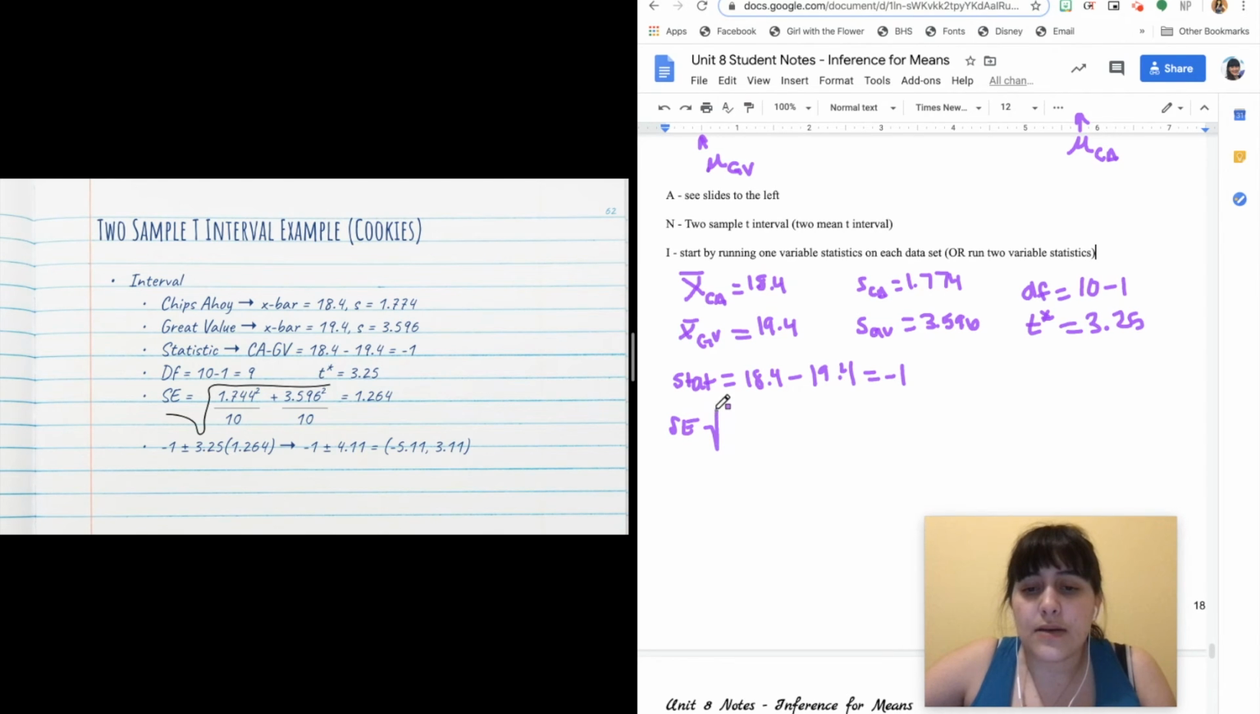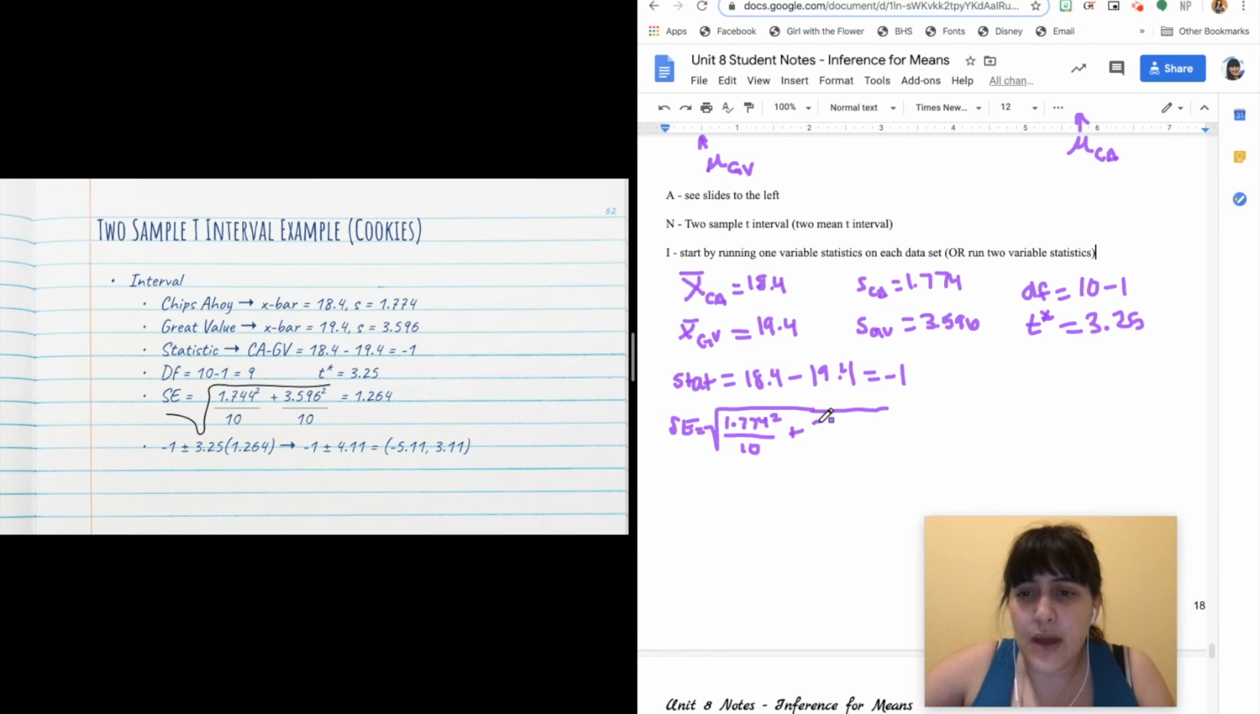Then I need to find my new standard error. Ooh, forgot my equal sign, equals. I'm going to take my first standard deviation, which was 1.774, and then I need to square it, because remember, we're always adding variances when you're dealing with two populations. Then I'm dividing by 10 here, plus, I need to extend my square root a little bit.